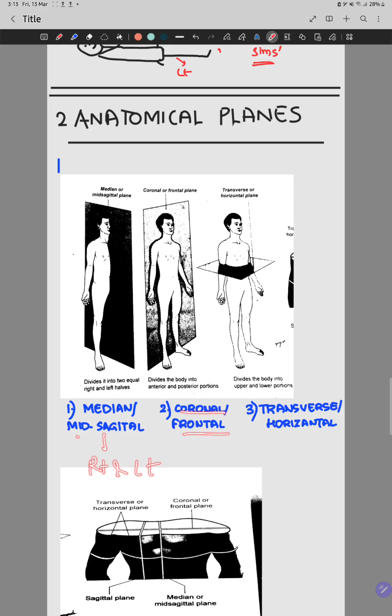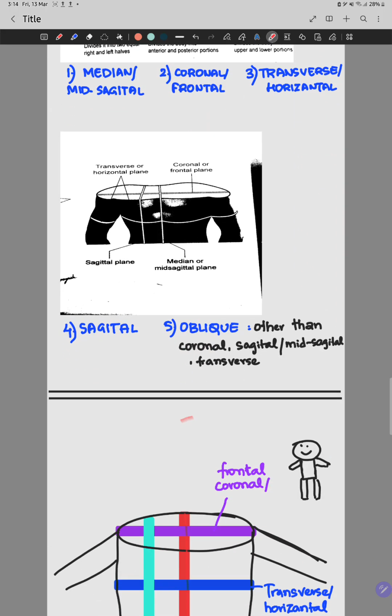When coming to the coronal or the frontal plane, the body divides into anterior and posterior. Just remember this one. This is the anterior and the back one is the posterior. Next, coming to the transverse or horizontal plane, remember the words up and down, upper and lower positions. This is the upper position and this one is the lower position.